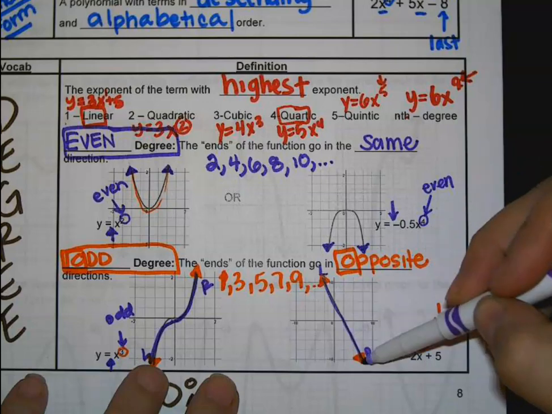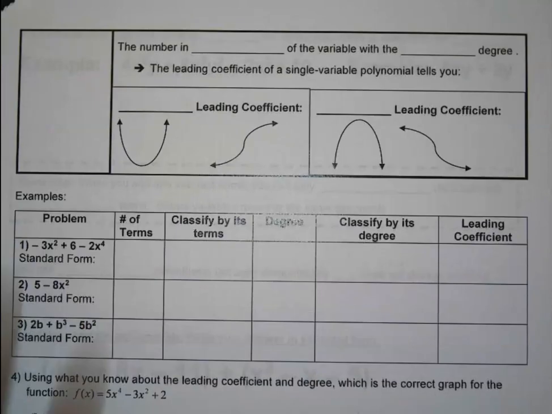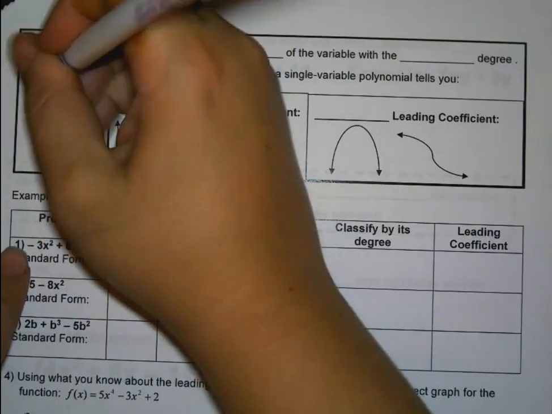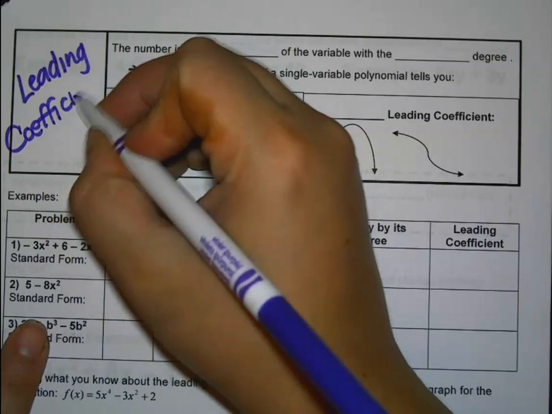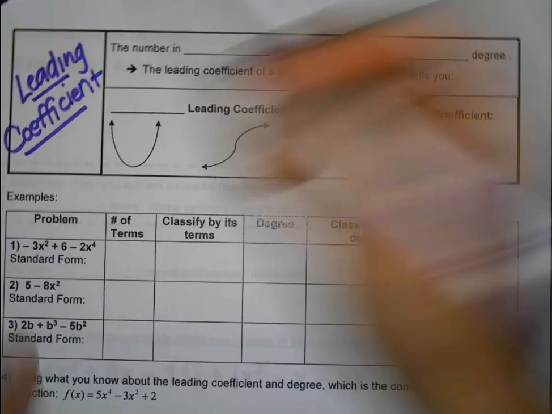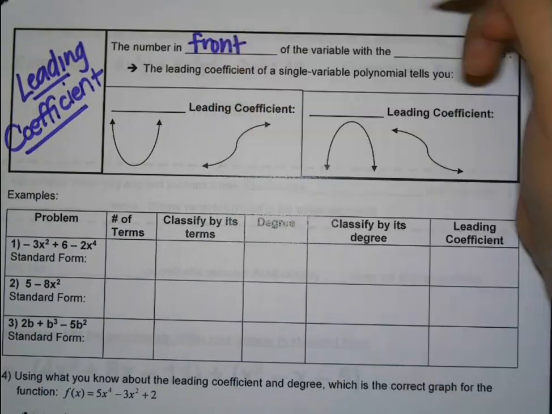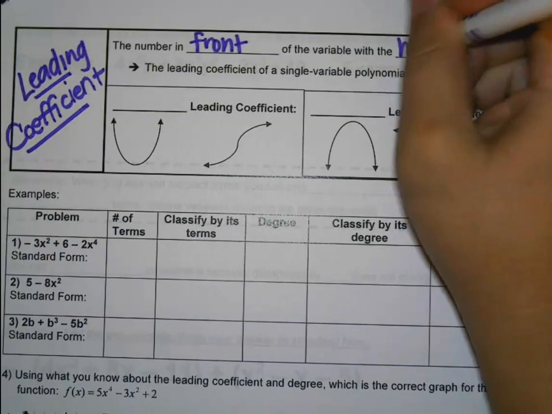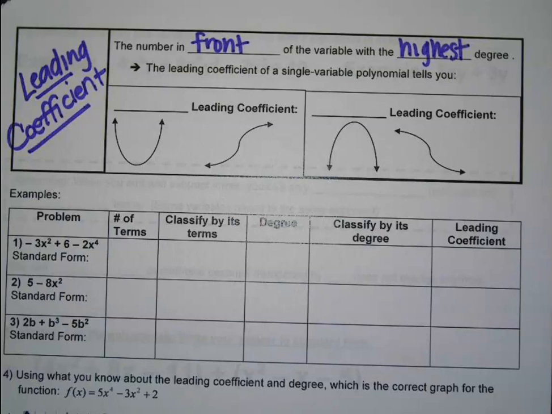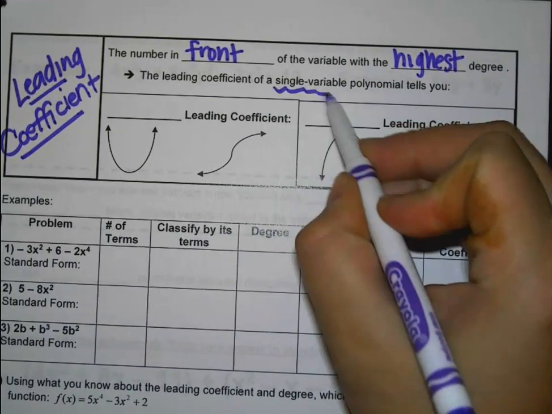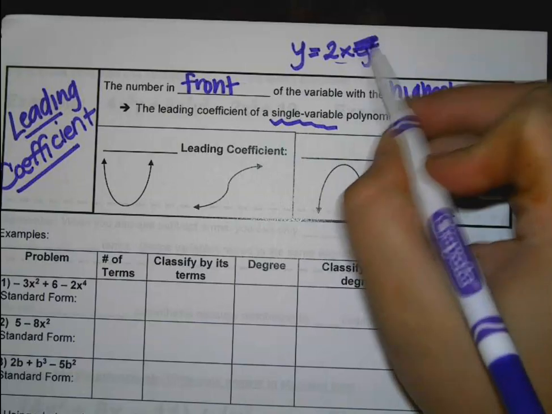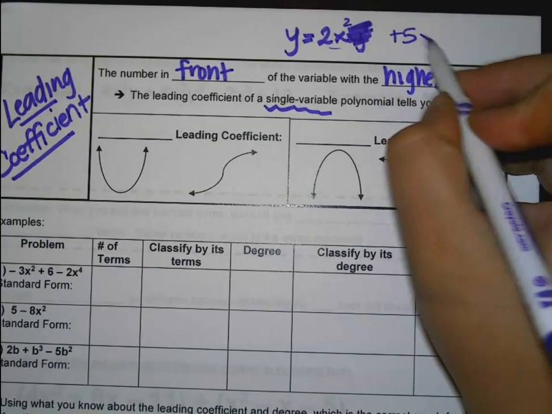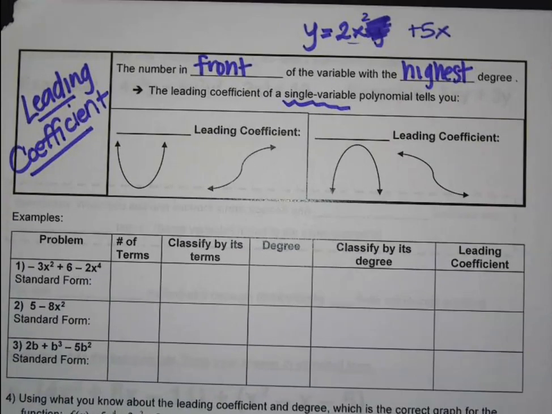Let's go ahead and write that down. The leading coefficient is a fancy way of saying the number in front of the variable with the highest exponent when it's in standard form. And this is only if we're talking about a single variable polynomial. In other words, we're not talking about something with multiple variables. We're talking about an equation with a single variable, like x's only or y's only.